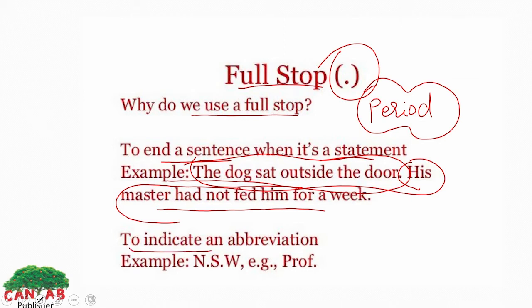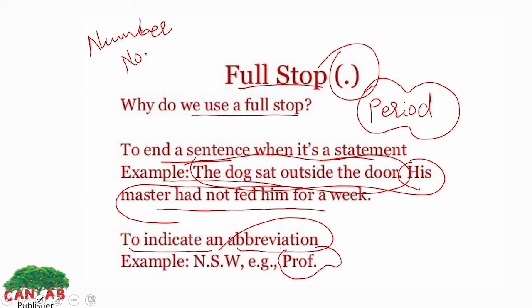When we indicate an abbreviation, we use an abbreviation to write words in short form. Like, number is a word here, and we will write it in a short form like this. You can see the use of full stop here. The abbreviation form of professor, and so on.